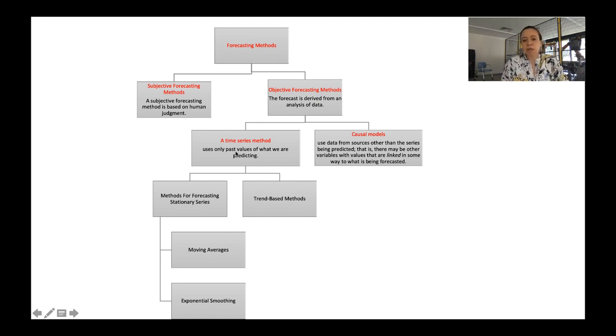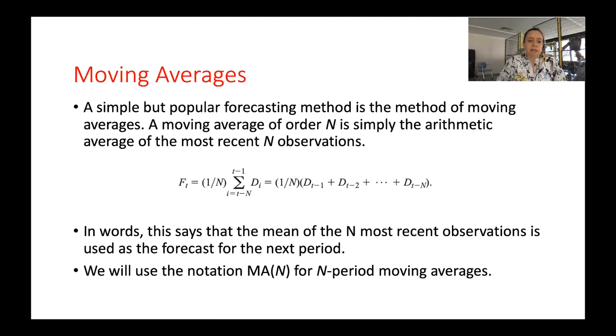We can classify time series methods into two groups: methods for forecasting stationary series and trend-based methods. In this video, I will talk about methods for forecasting stationary series, and I will introduce two important, very popular and practical forecasting methods. These are moving averages and exponential smoothing. Let's start with the method moving averages.